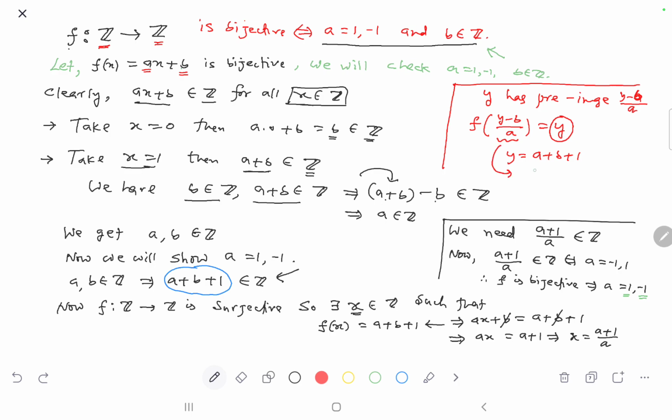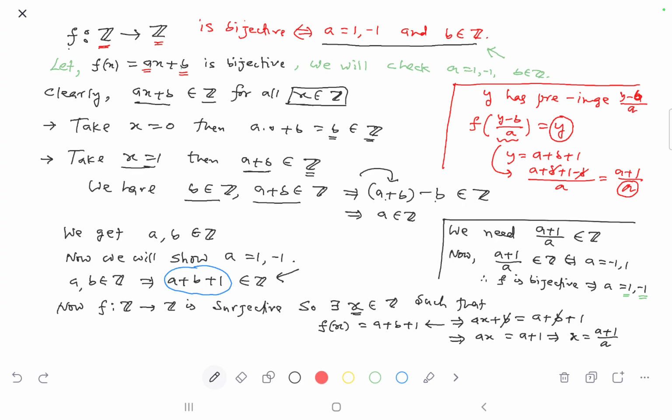Okay, then what do you get? You get a plus b plus 1 minus b divided by a, this cancels out. So you need a plus 1 by a to be an integer. And this is an integer if and only if a equals plus or minus 1.